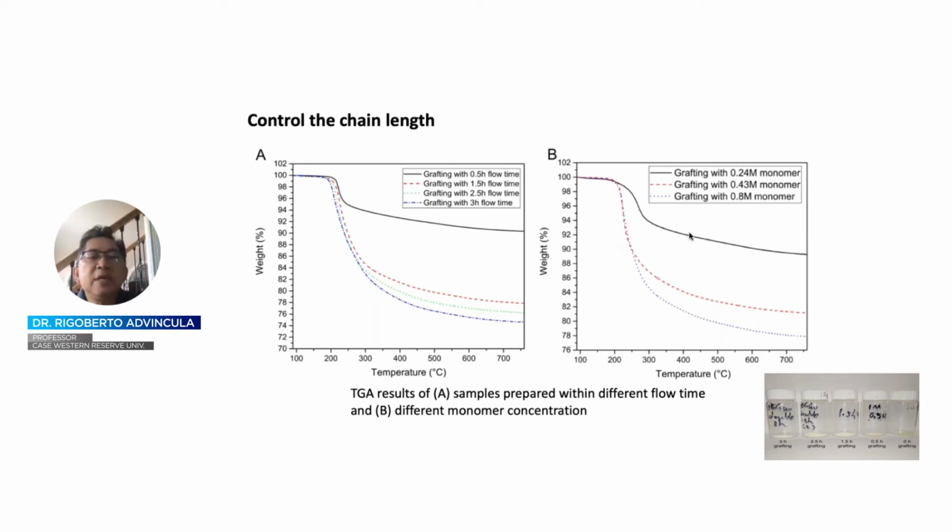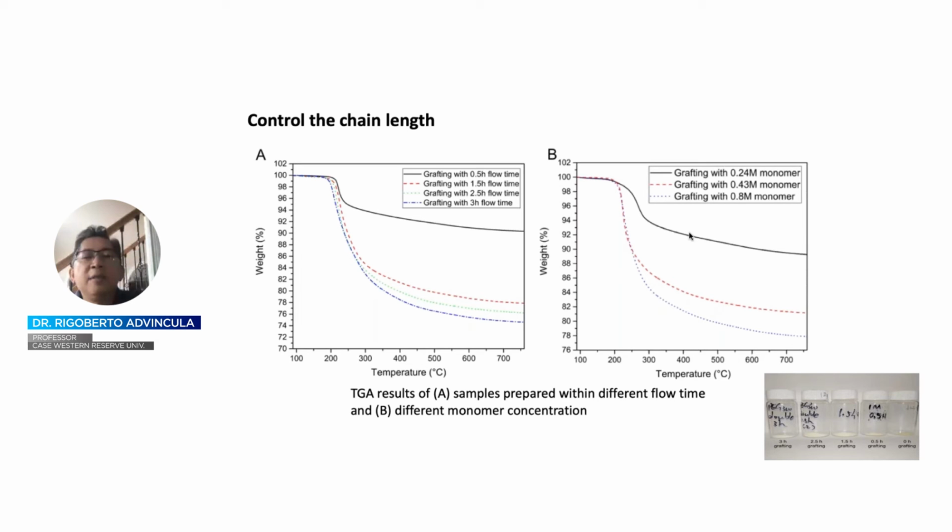As you can see here, we have increasing weight loss on the grafted silica particle, meaning the increase in weight loss corresponds to the weight of the polymer that was grafted on the surface. So more weight loss means more polymer was grafted. And as shown here, with the longer residence time of 3 hours, we get higher grafted polymer.